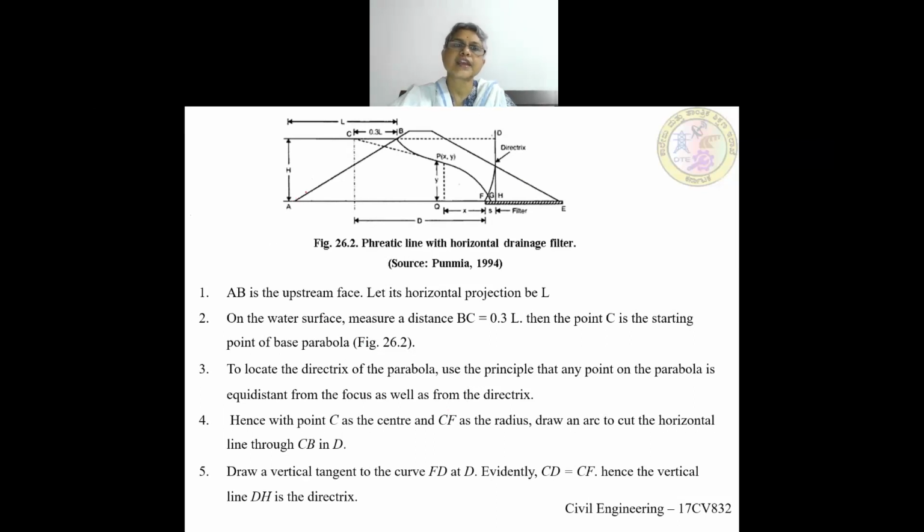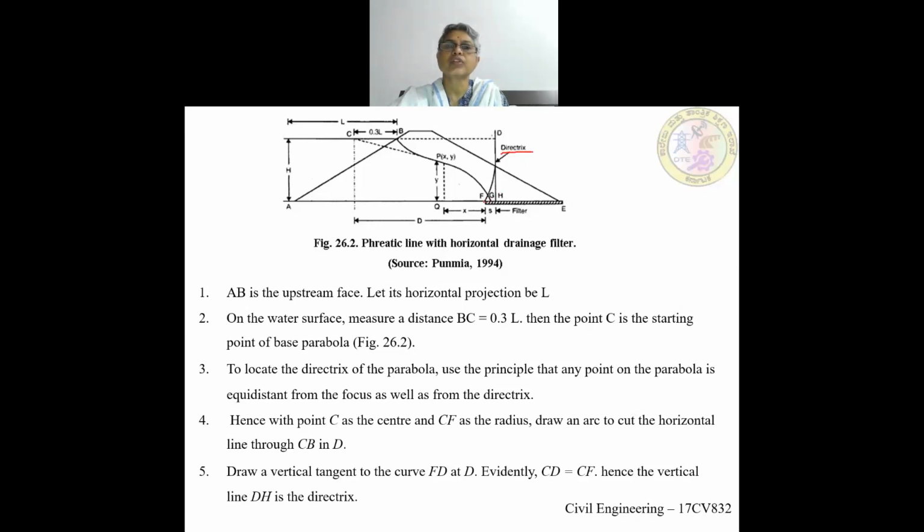To determine the phreatic line, the procedure followed is like this. First, what is AB? AB is the upstream face and H is the depth of water. Let L be the horizontal projection of this face AB. So just draw a vertical line here, and this will be the horizontal projection of this AB. Mark a point C at a distance of 0.3 L on this horizontal line. We know that F is the focus point of the parabola. Using the principle that the distance of any point from the focus of the parabola is equal to the distance of the point from the directrix, you have the focal point of the parabola. We have to determine the directrix.